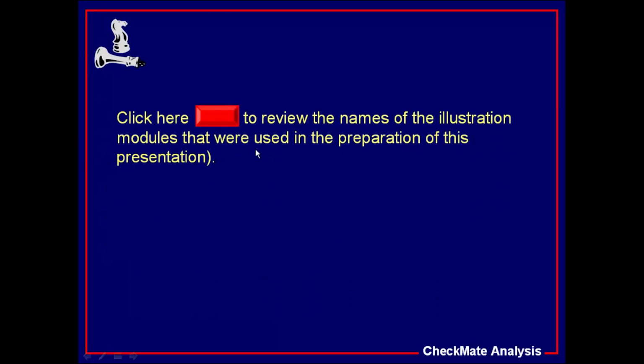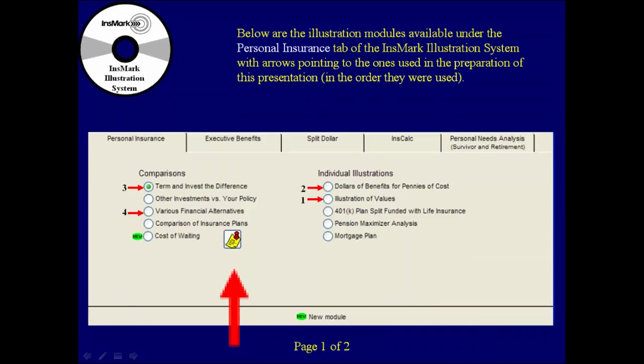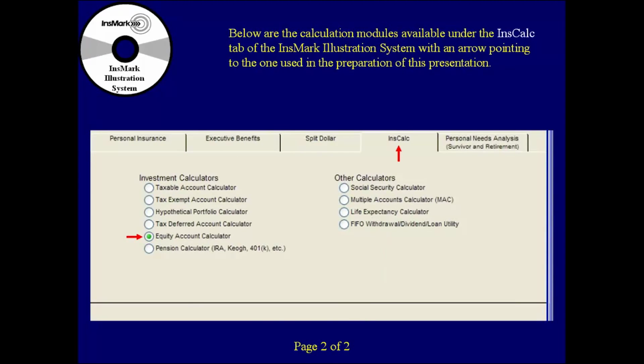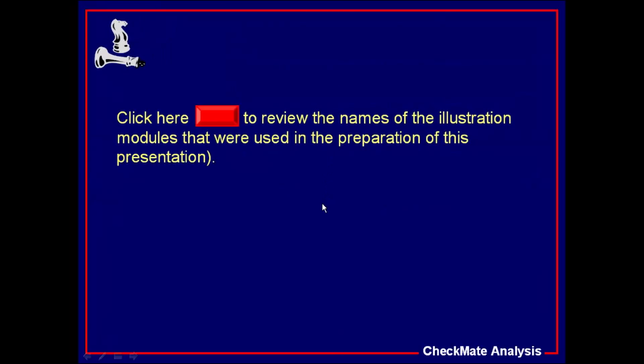Now, for those that have the InsMark Illustration System, let me show you the illustrations that I used to do this presentation. Under the Personal Insurance tab in that system, I first used the number 1, the illustration of values. Then I used dollars of benefits for pennies of cost. Then I used term and invested difference. Then I used various financial alternatives. And then for the equity account, I went into the InsCalc tab and picked up the equity account calculator. There are several calculators in there. I just happened to show you the equity account calculator.